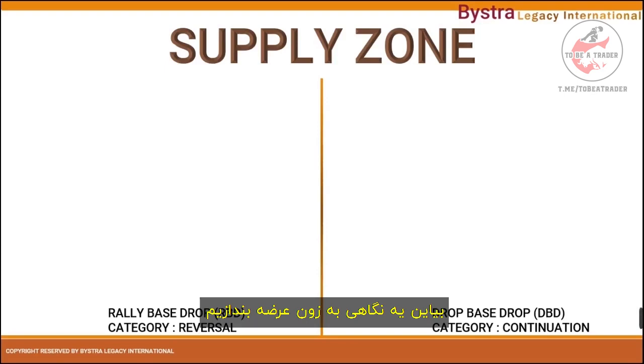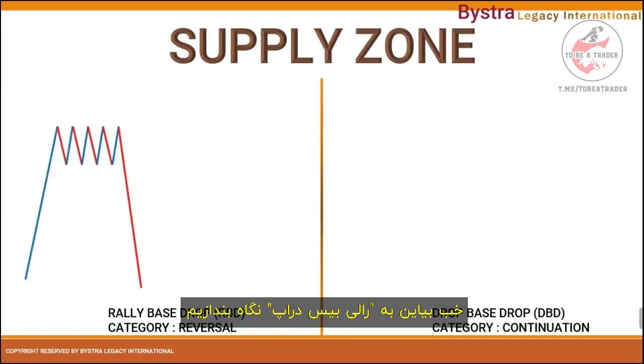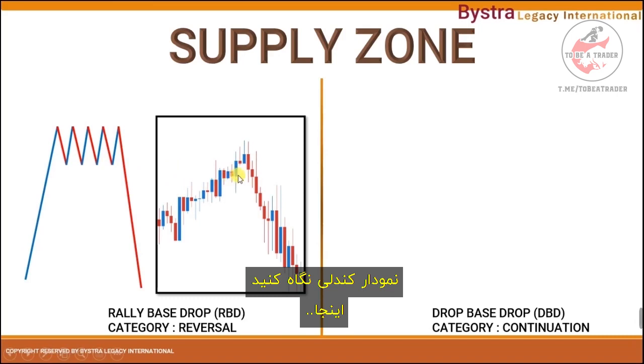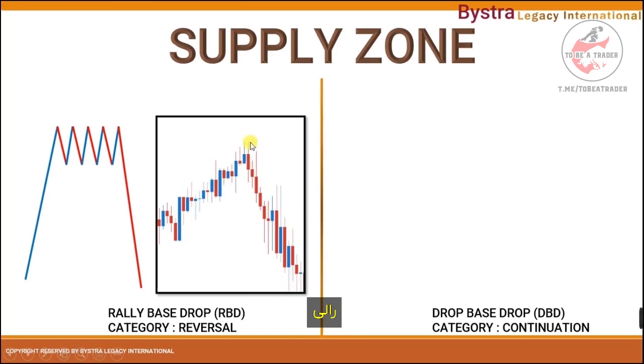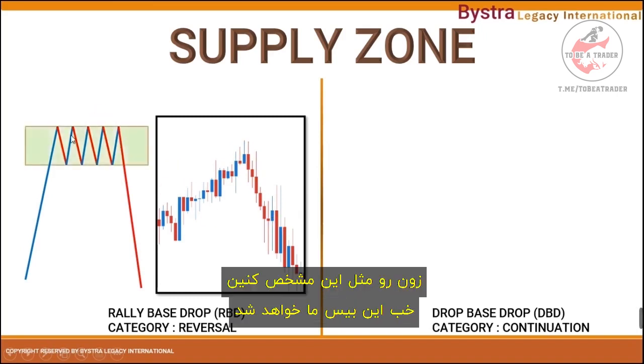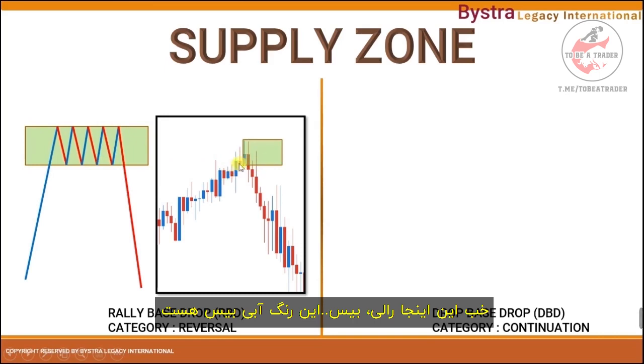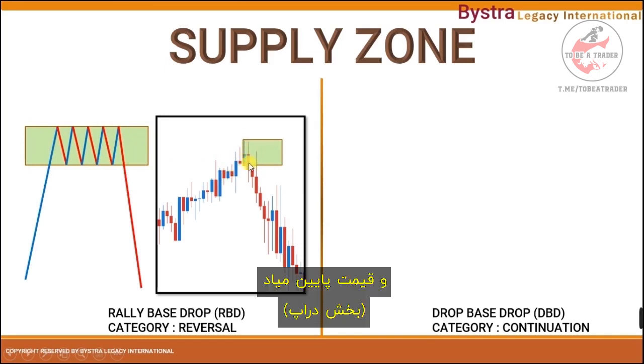Let's have a look at the supply zone. So as we know, there are 2 types of supply zone, which are the rally-based drop and the drop-based drop. So let's have a look at the rally-based drop. The rally-based drop would have a pattern similar to this. This is a base area. So if we look at the candlestick chart, here is the rally-based drop. So I'm going to mark the zone like this. So this is our base, rally-based drop. Same goes here. So here is the rally base. This blue color is the base and price drops.